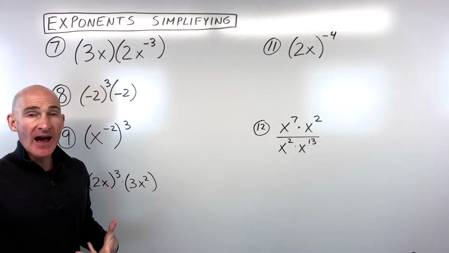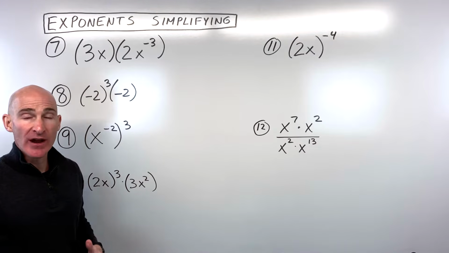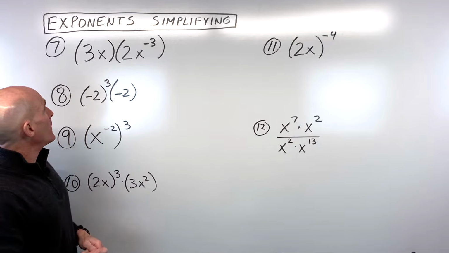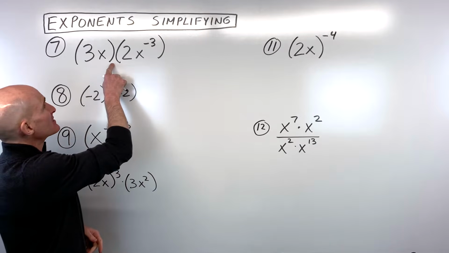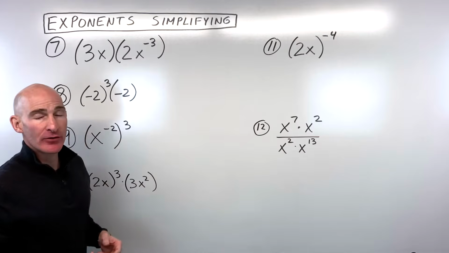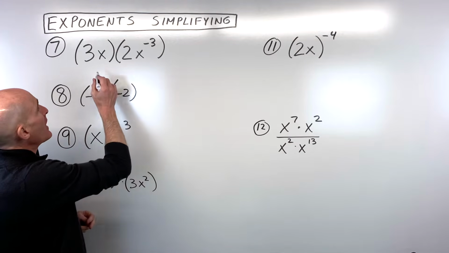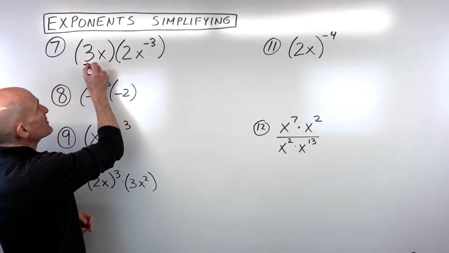Okay, continuing on, see if you can take a snapshot and try these next group of problems. For number 7, what did you get for this one? We've got 3x times 2x to the negative third. So here you can see we're introducing some numbers, some variables, and what you want to do is you really want to multiply these numbers together.